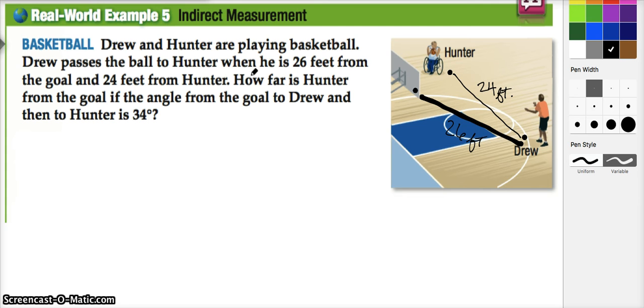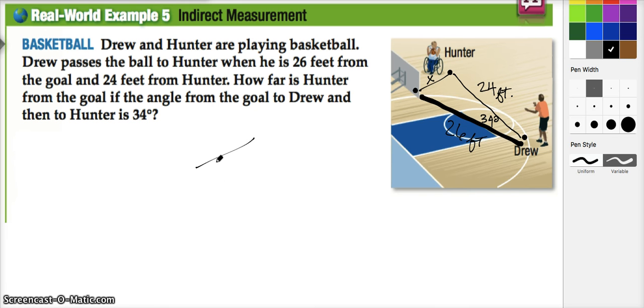How far is Hunter from the goal? This is what we're looking for, x, from the goal to Hunter, if the angle from the goal to Drew to Hunter is 34 degrees. Ooh, we had to work there, but here's the triangle that we're looking at.